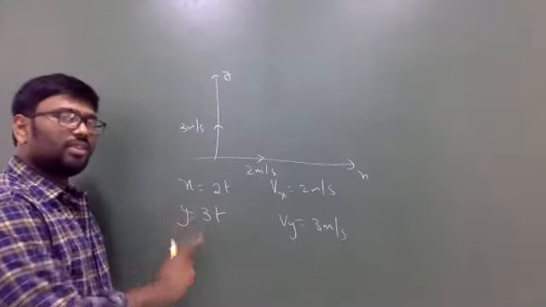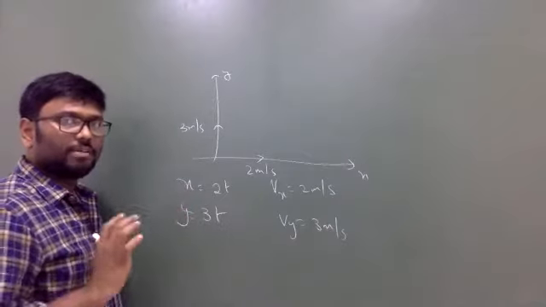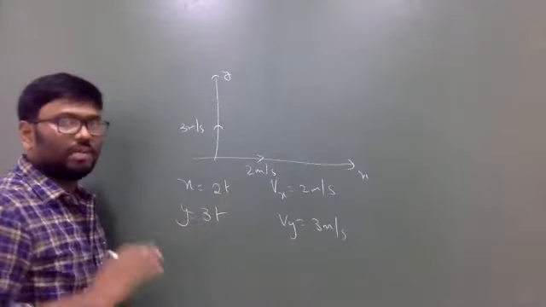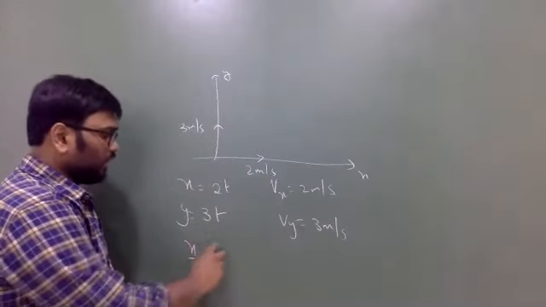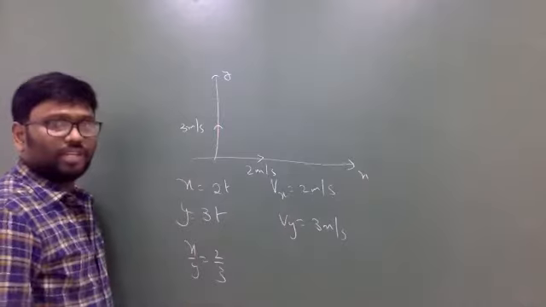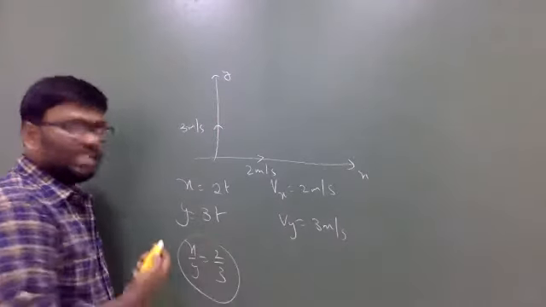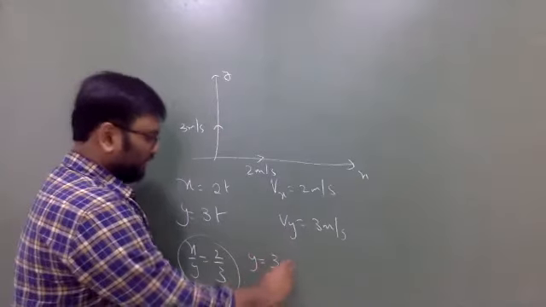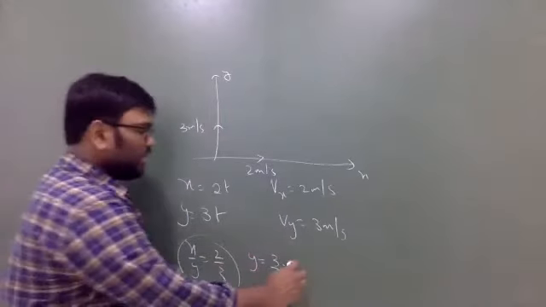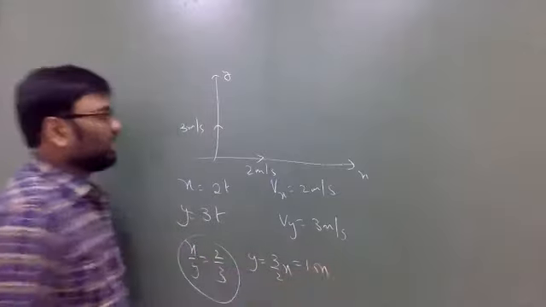So they're asking the relation of x and y. What is the variable here? t is the variable, so we have to eliminate t. You can just divide: x by y is equal to 2 by 3. This is the equation of the trajectory. Or in terms of y, y is equal to 3 by 2 x, so 1.5x. So it is a straight line.